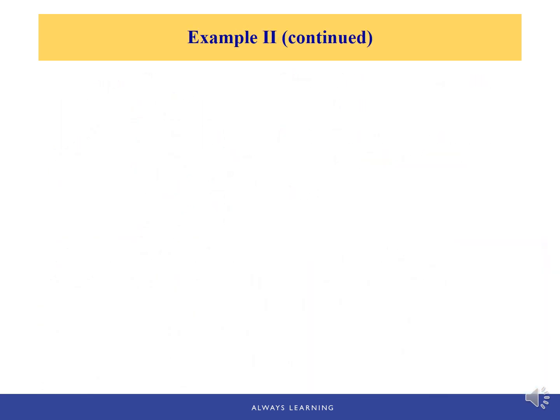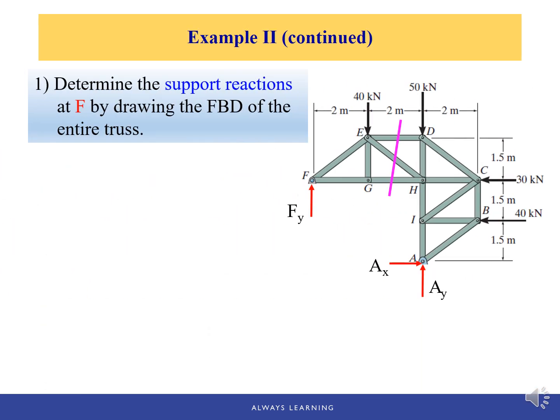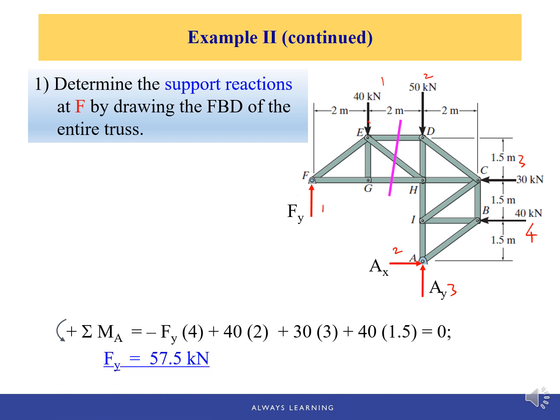The first step is to determine the support reactions at point F by drawing the free body diagram of the entire truss. So for the entire truss, we have 1, 2, 3, 4 given forces, and there are 1, 2, 3 unknown forces. But again, since we're going to choose the left segment, we don't have to solve the support reactions at pin A, therefore we're going to use the moment about point A.